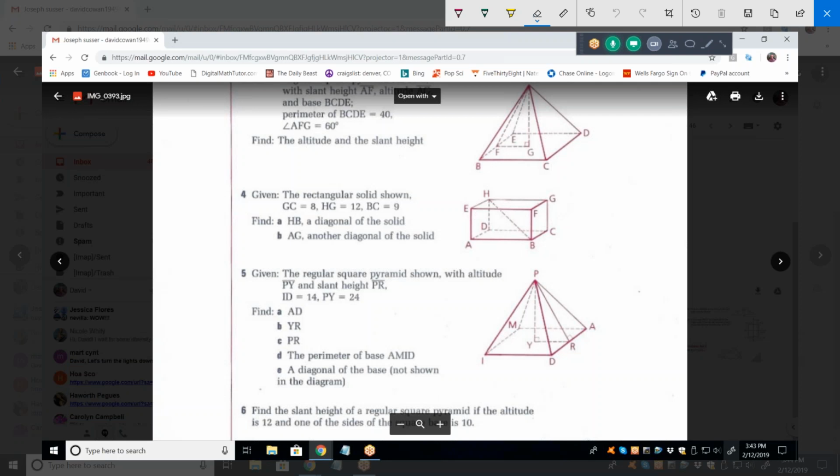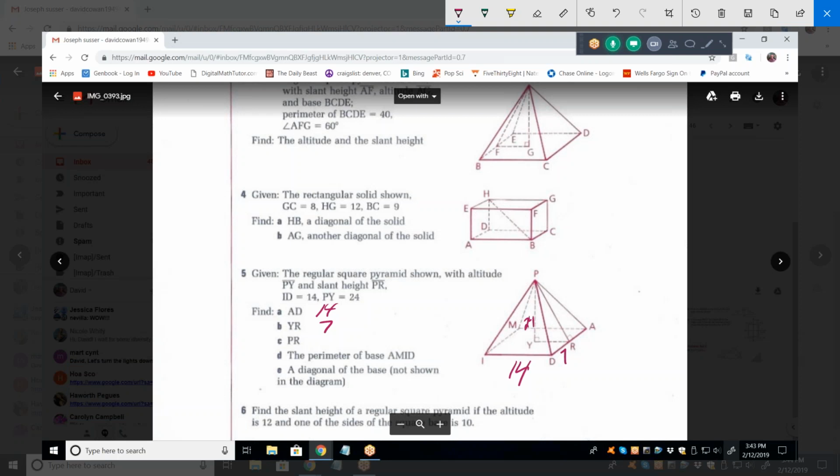PY is 24. Boy, it's even hard to label these because you have such little room. So that's 24. ID is 14, which makes each side 14, which makes that 7. All right. So what's AD? AD is 14. What's YR? 7. What is PR?